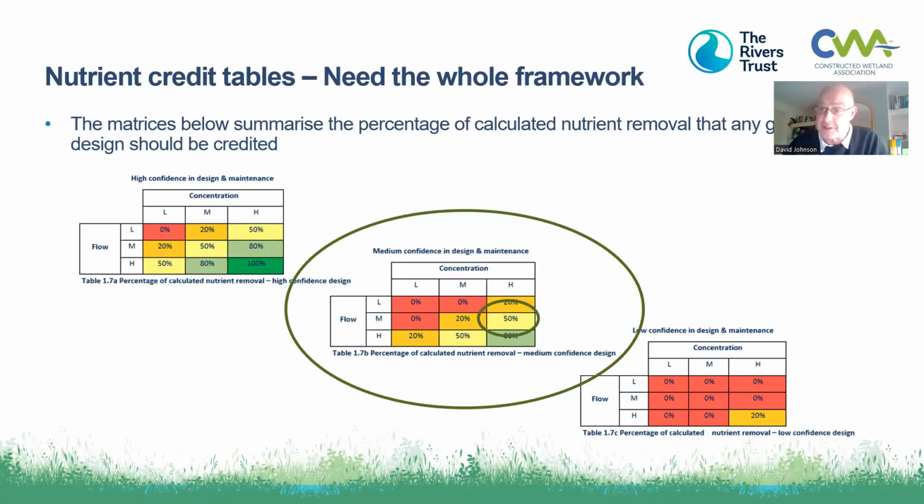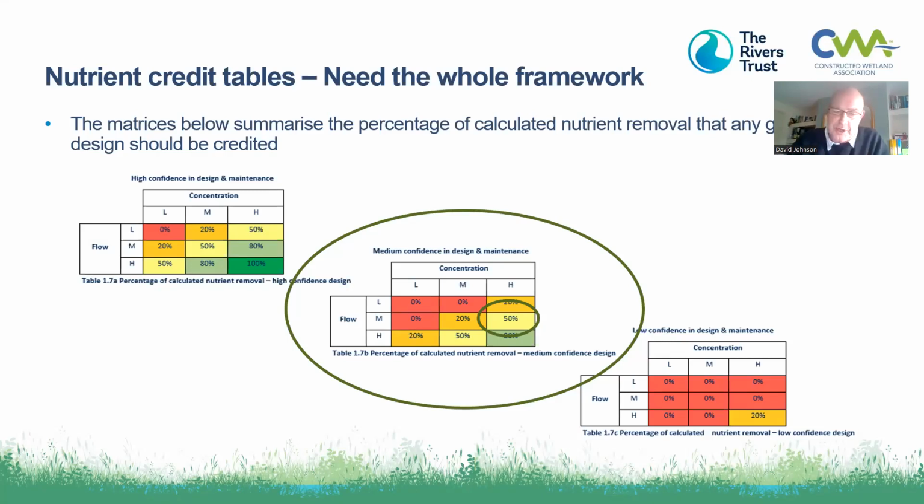We've got high confidence in the characterization of the concentration coming into the wetland, medium confidence in the flow estimates coming into the wetland. And that means that you can attribute 50% of the calculated nutrient removal to the wetland up front. The remaining 50% that you've calculated is too uncertain, and so that has to be proved by monitoring. So that's how the framework works.